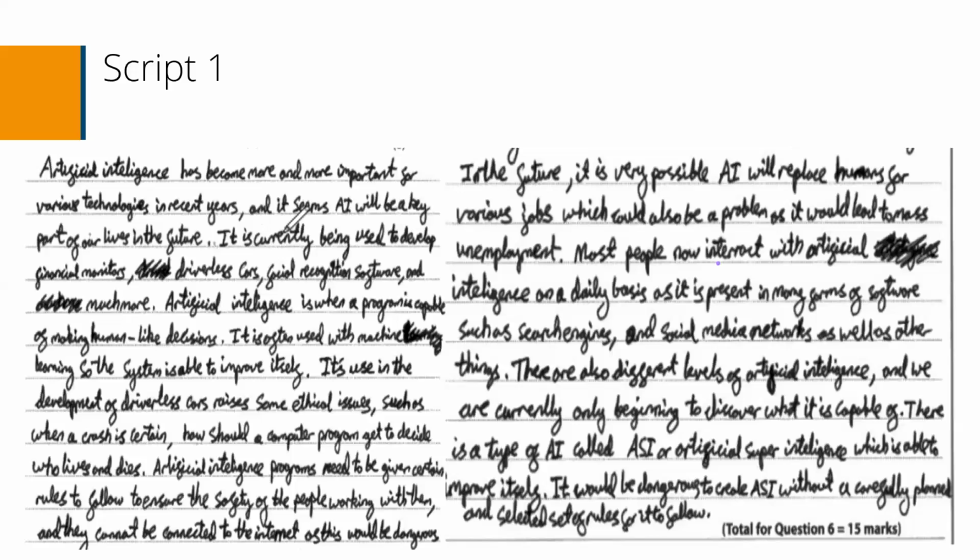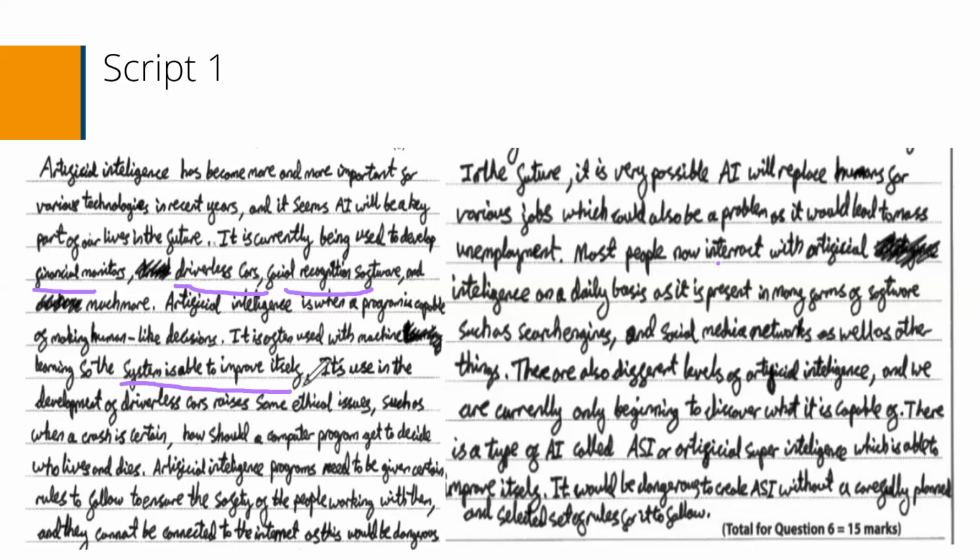"It is currently being used to develop financial monitors, driverless cars, facial recognition software." So that's three uses. They've identified 3 uses of artificial intelligence. So in the margin here, I would have put 3U. "Artificial intelligence, when a program is capable of making human-like decisions." So it's defining it, but not really helping us a lot. "It is often used with machine learning, so that system is able to improve itself." So we have system is able to improve itself as a characteristic of artificial intelligence, and so that's good.